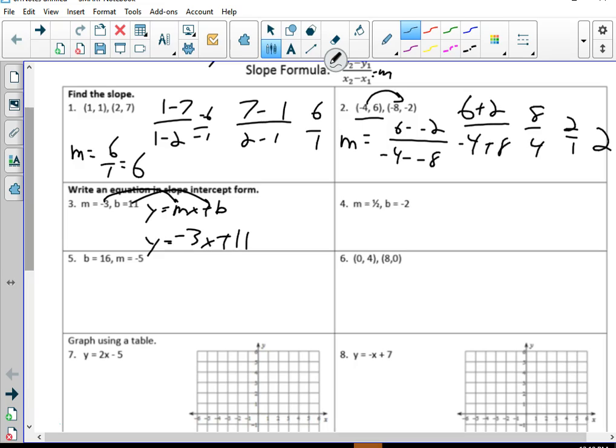There you go. What's the second one? Number 4, M. What does that say? The 1/2? Oh, that's the 1/2. Isn't it on your paper? It's like really blurry. And b is negative 2. Okay, so again, going to plug them in. Y equals m, which is 1/2, x plus b, which is negative 2.